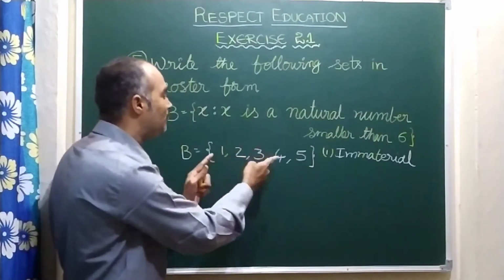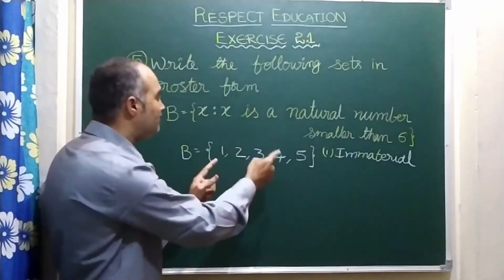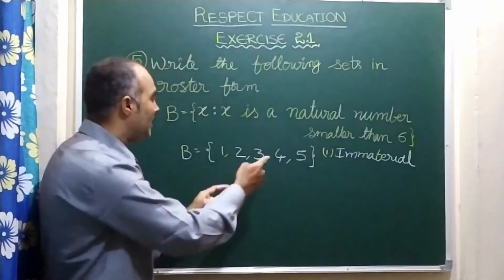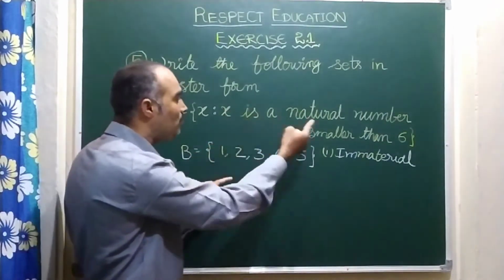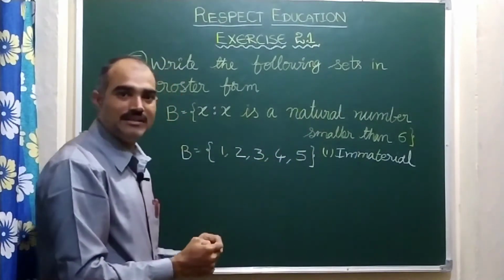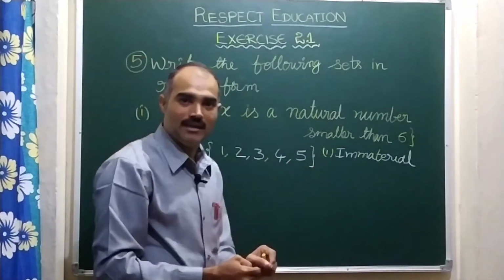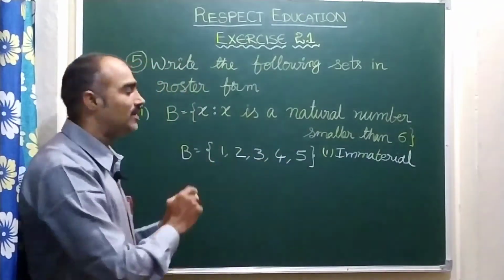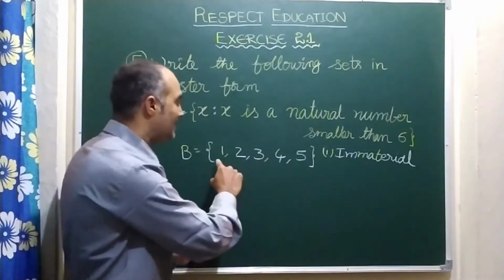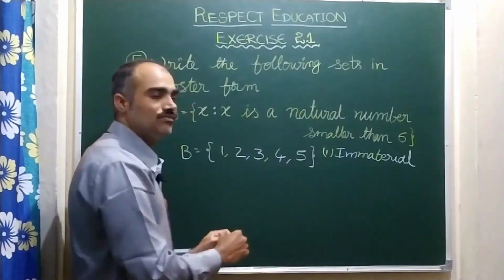You can write 5, 4, 3, 2, 1. You can write 4, 3, 2, 1, 5. Okay, 5, 2, 3, 1, 4. But the thing is that only 1 to 5 elements are to be used. That is the meaning of immaterial. But here if you write 1, 2, 3, 4, 5, it gives beauty for the answer. So that is why we are habituated to write 1, 2, 3, 4, 5 in this order.